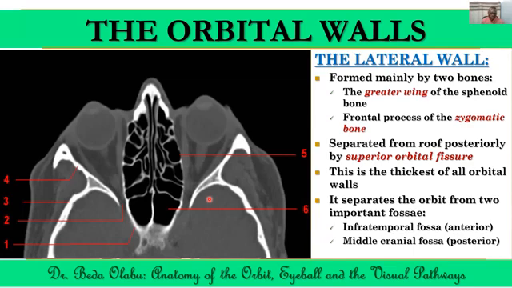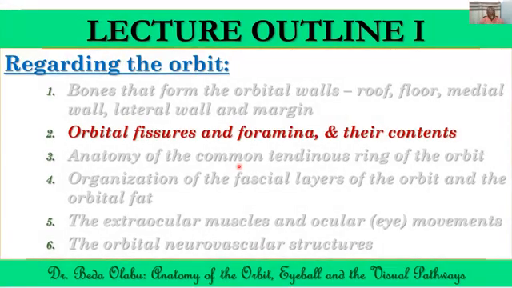Remember, this fossa has contents within them. We have contents of the middle cranial fossa, in particular the temporal lobes of the brain are the ones that rest here. And here in the infratemporal fossa, there are a number of structures. We'll talk about infratemporal fossa quite later. Great, so that summarizes the story of the orbital walls. We now want to talk about the orbital fissures and orbital foramina.